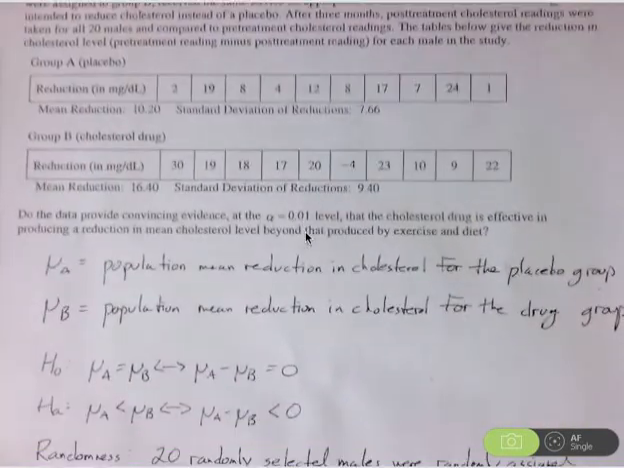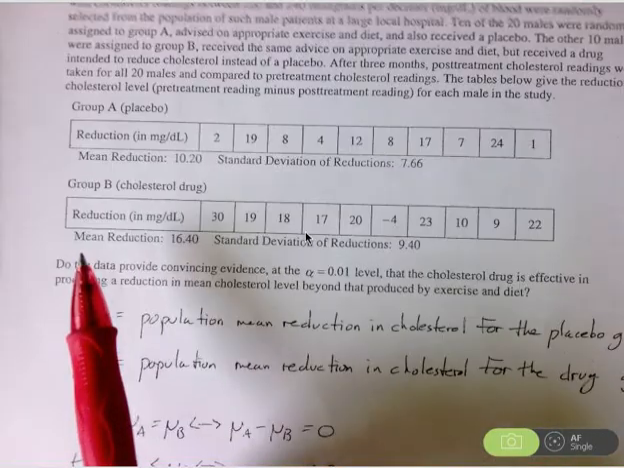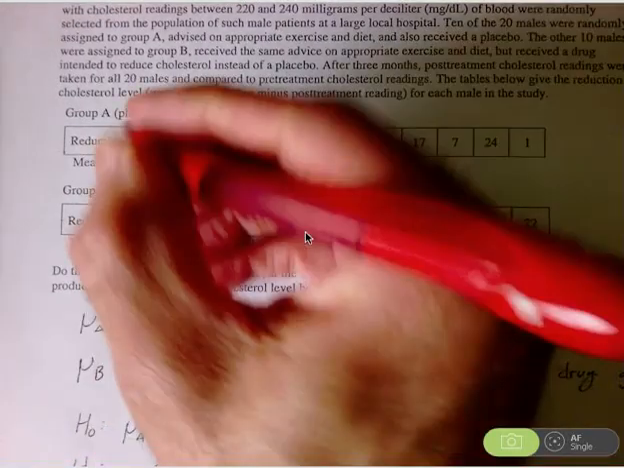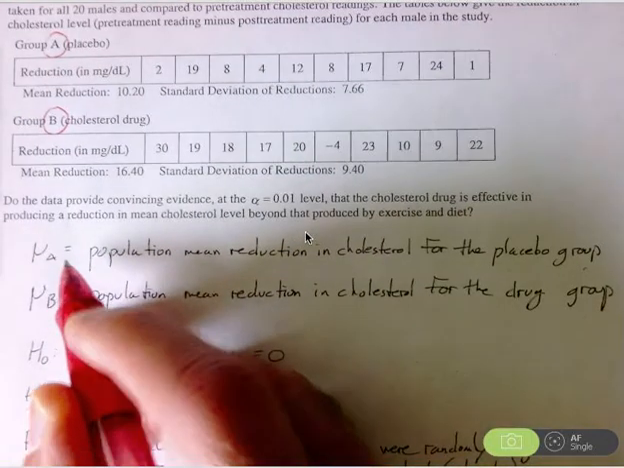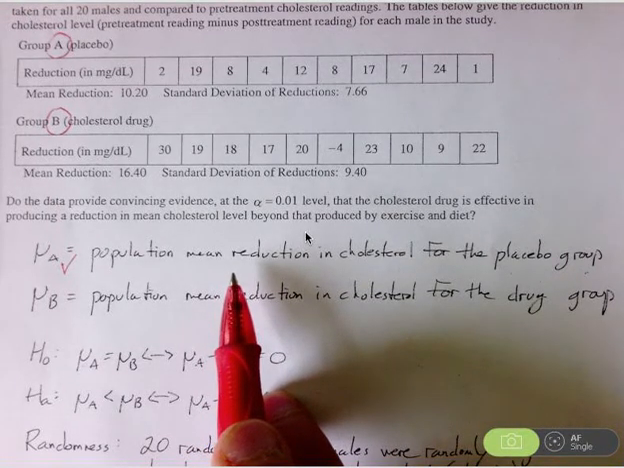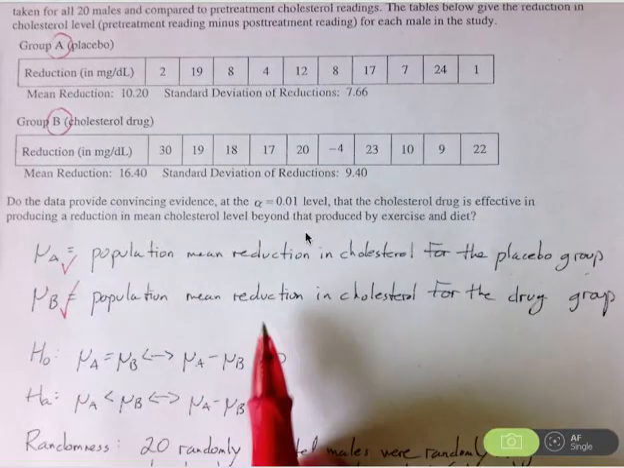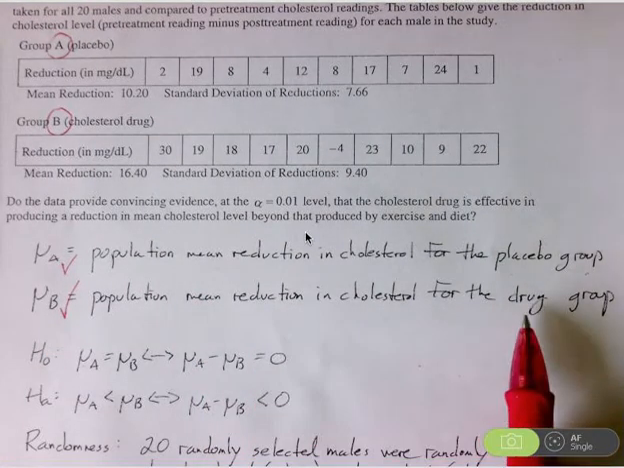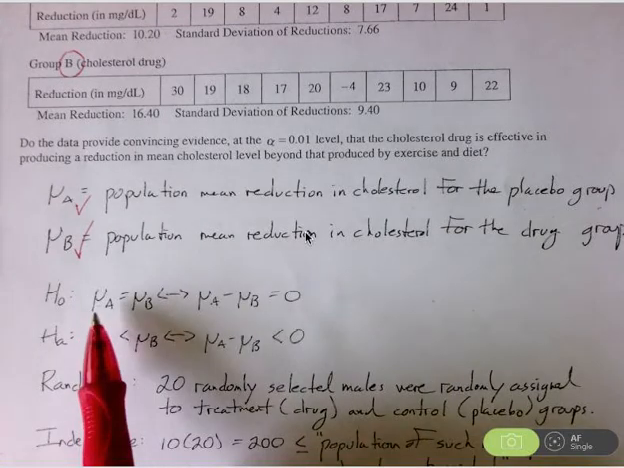So it's always good to first define your parameters, mu A, and notice it's convenient here that on the AP question they're labeled as group A and group B. When that happens, I would encourage you to use those same labels on your parameters. So mu A, that is the population mean reduction in cholesterol for the placebo group, that's our control group. And then mu B, that's the population mean reduction in cholesterol for the drug group, that's the treatment group. So always state your null and alternative hypotheses using your population parameters.